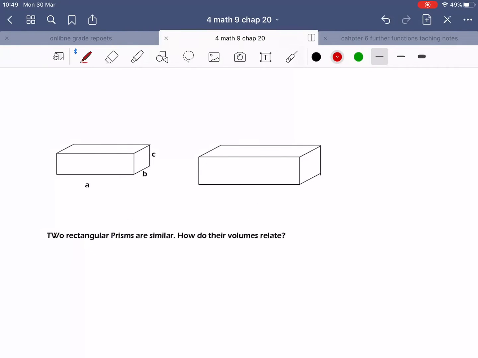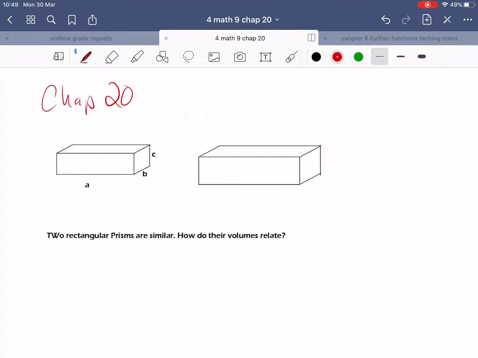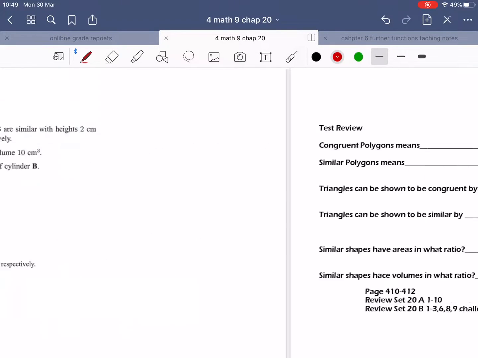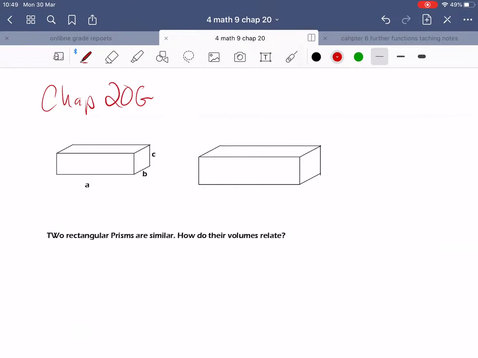Okay, so if we have these two boxes, so this is chapter 20G, I think, 20G. Let's just look. Last one was 20F, so this one's 20G. Now, this is our last section of the day, our last section of this chapter. So we're going to have an assessment coming up. I don't know how it's going to work. We'll figure it out.